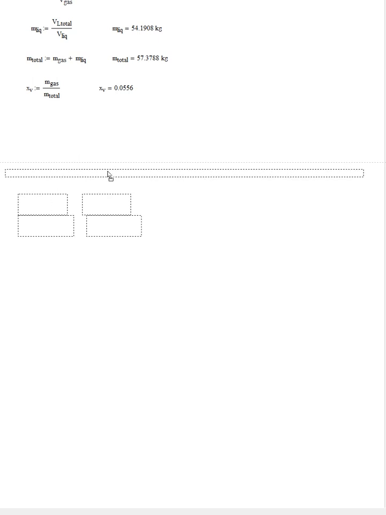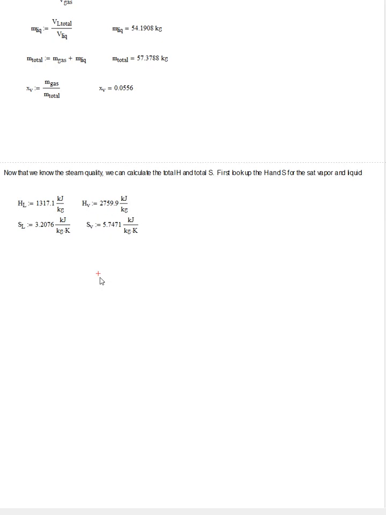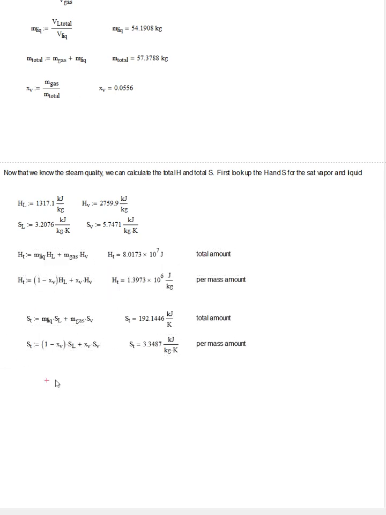So now that we know the quality, we can calculate the total enthalpy and entropy for our steam, or for the water in the tank. And so what we need is to look up those values. So I've got these tabulated here. The liquid enthalpy is 1317, vapor 2759.9, entropy, liquid and vapor. And then we just plug in our equations in chapter 6, equation 696.